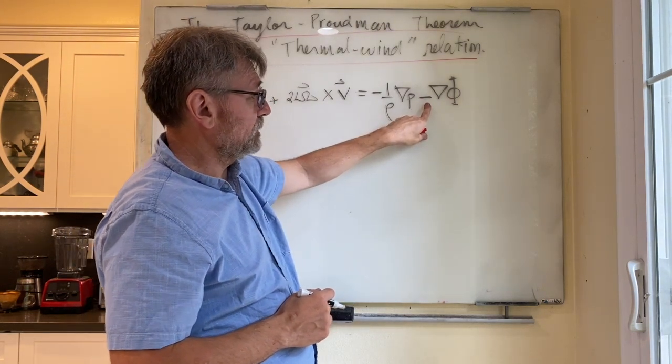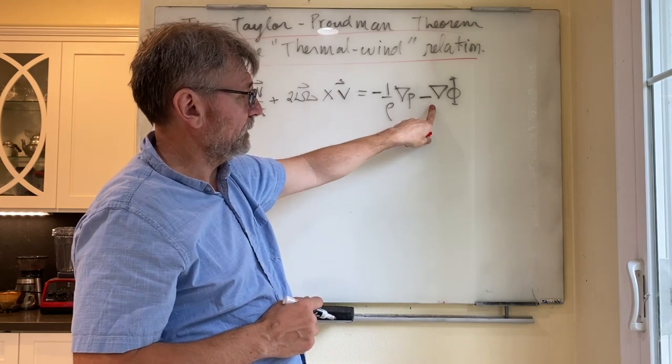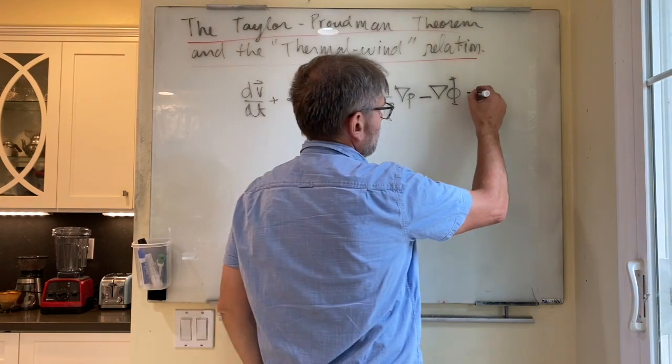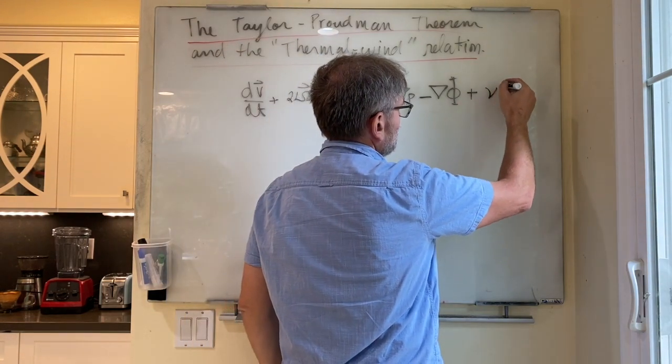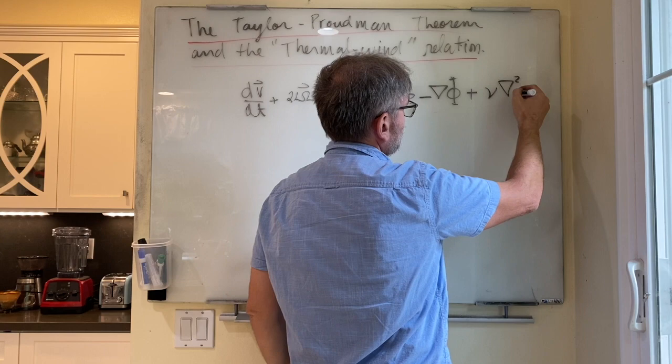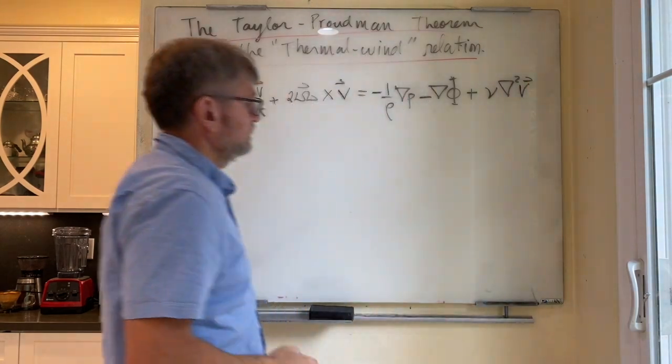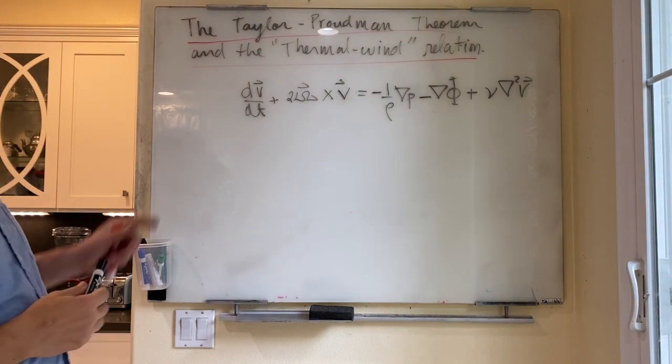And the gradient of it, minus the gradient, gives us the force of the gravitational acceleration. And then the last one, plus nu del squared of v, the viscosity. All right, so that's our momentum equation.